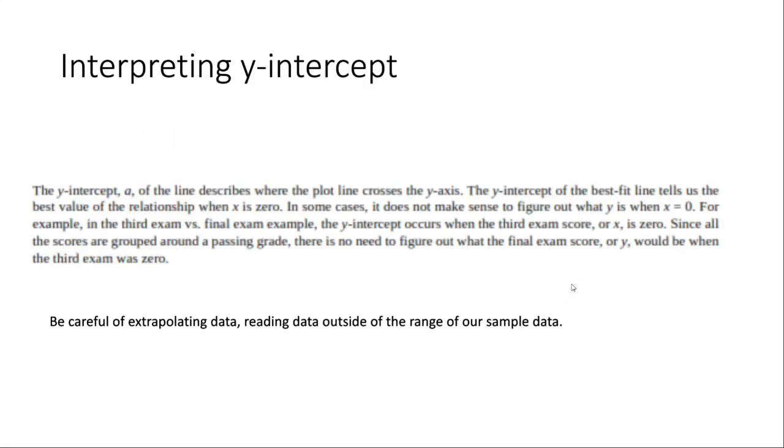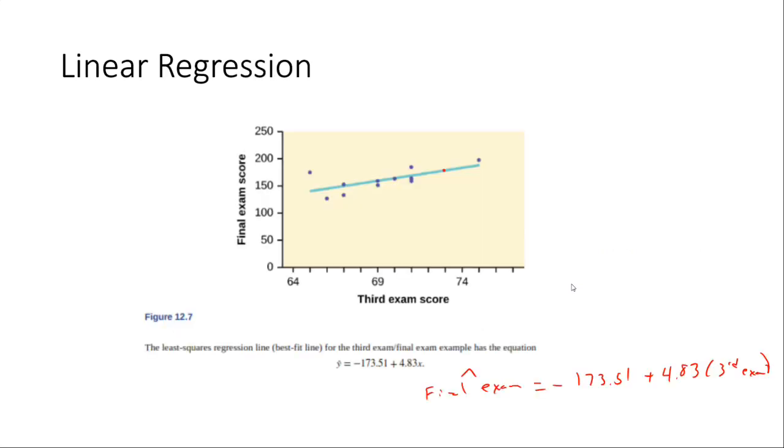There are two things we need to interpret about this line. You'll often be asked to interpret. One of them is the y-intercept. So if we come back here, remember this was the y-intercept. So you're interpreting this in the context of the story, and it's not very difficult. What it means is this is the score that you would expect to get if there was an x of 0. That's what a y-intercept is. When x is 0, what do you expect for y? Well, x equals 0 means that you got a 0 on the third exam. So according to our line, if you got a 0 on the third exam, you would expect the y-intercept, which is a negative 173.51.